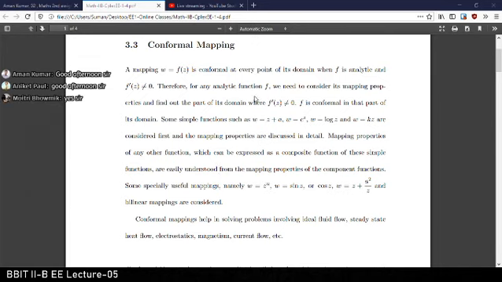Good afternoon, everybody. Today I'll start with a new module of complex analysis.